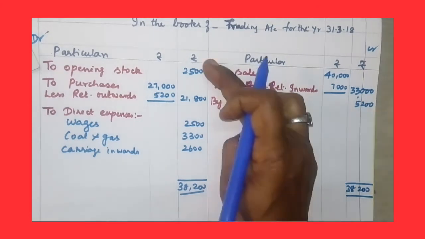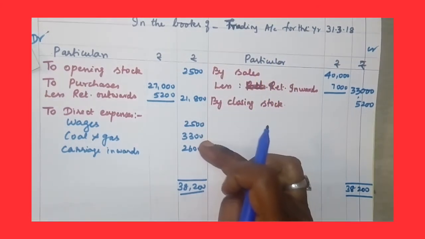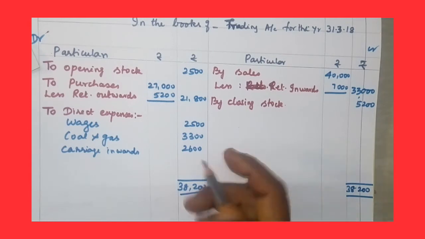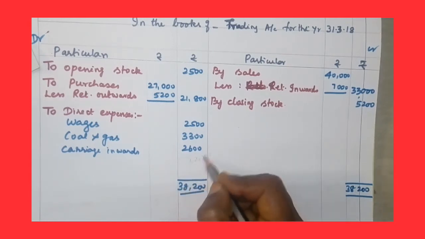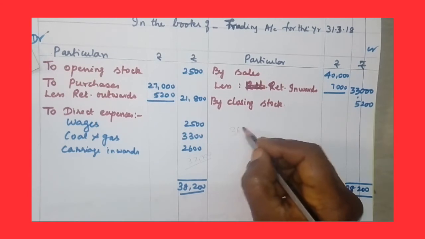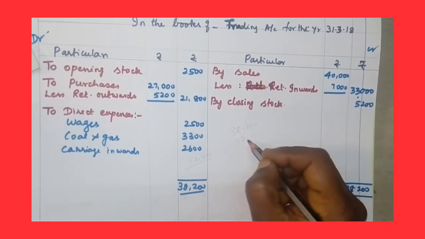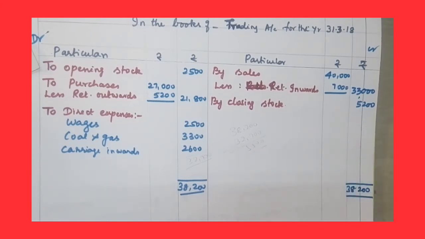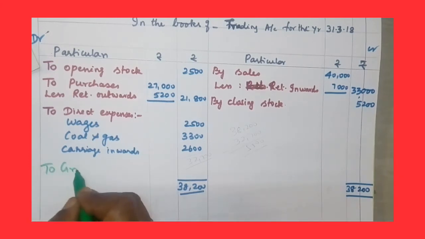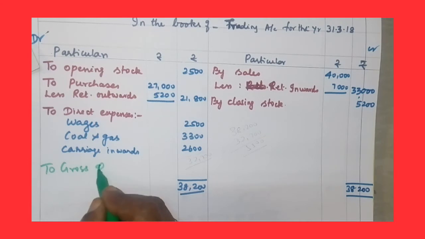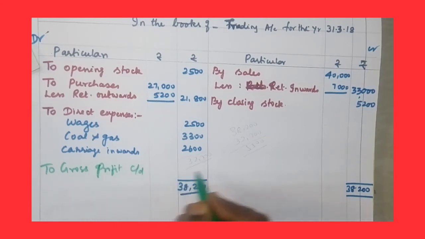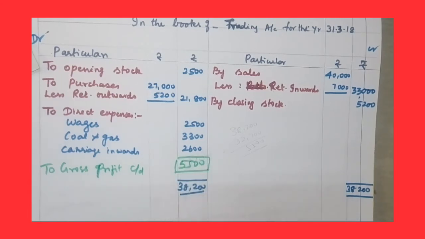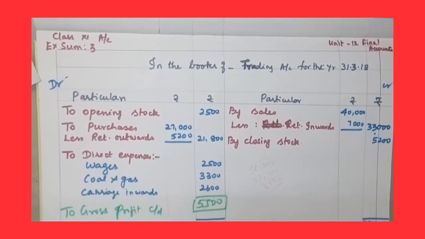Okay, now when we add this debit column, we get 32,700. Okay, இதோட total வந்து 32,700. When we subtract this, 38,200 minus 32,700, we get 5,500. It becomes the gross profit, as excess of credit over debit gives you gross profit. So to gross profit carried down rupees 5,500. So this is a solution for exercise sum number 3 in trading account.